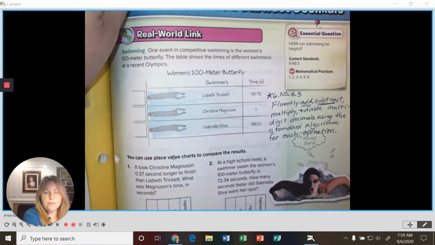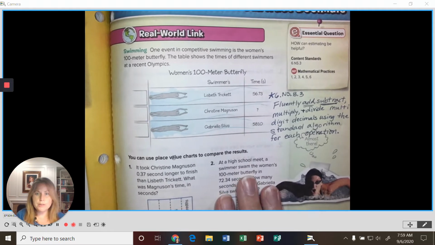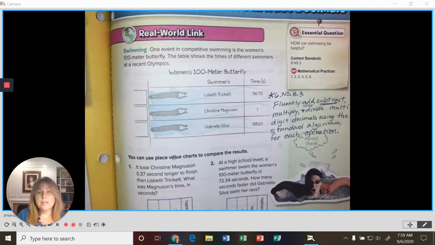So we are going to start off with an example from the sports world. Swimming. One event in competitive swimming is the women's 100-meter butterfly. The table shows the times of different swimmers at a recent Olympics. So then we have a table here, 3 different swimmers and their respective times. Okay, and we'll notice that there is one time that is missing. We are going to figure that out from our word problems below.